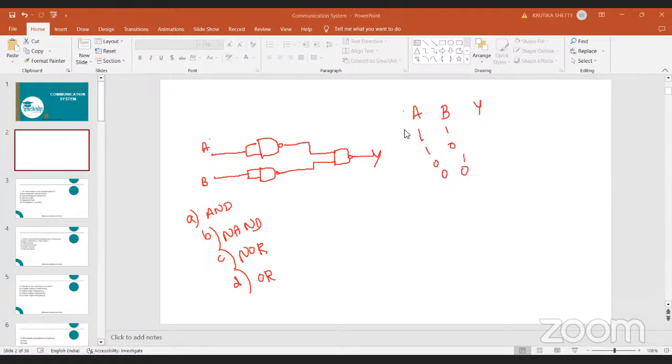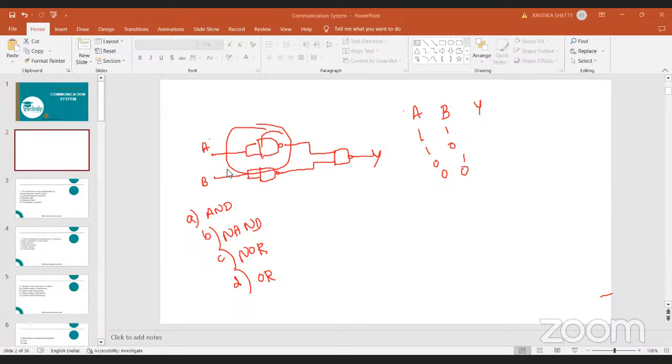Can anyone tell me, whatever logic gate is there, which one is it? Yesterday you discussed, no? It is a NAND gate, right? So the lower one, B, is also a NAND gate. So for the NAND gate, if the values are 1 1, what output do you get at this point?